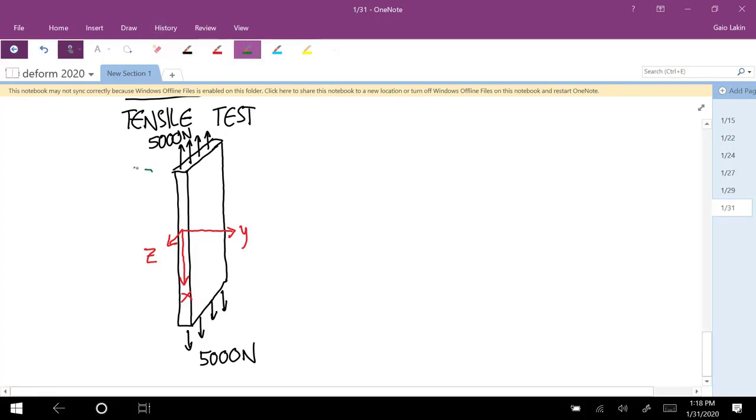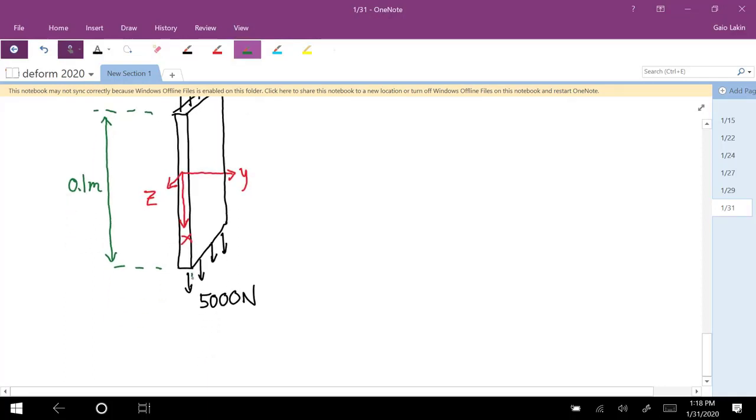Before the deformation, the length is 0.1 meters, so 10 centimeters. The thickness is 1 centimeter, so 0.01 meters. And the width of the side is 2 centimeters, so 0.02 meters.